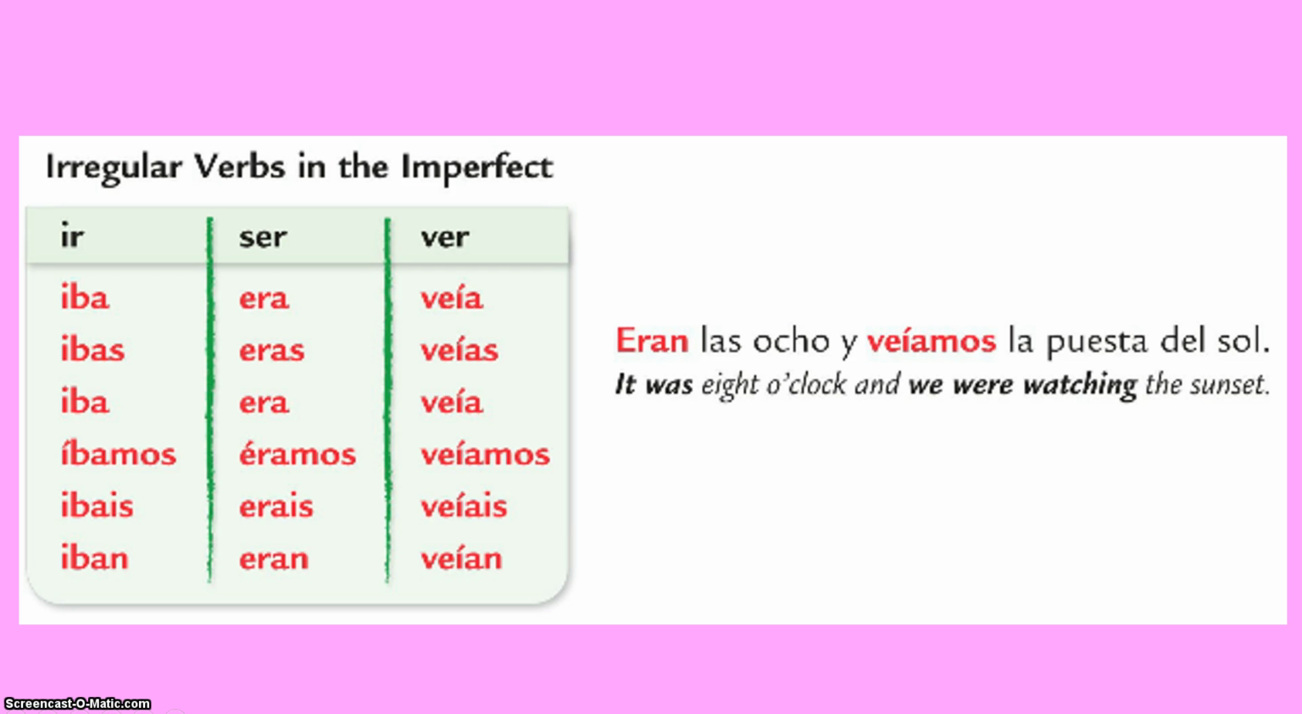And we do have 3 irregular verbs in the imperfect. I definitely am not going to show you all the irregular verbs we have in the preterite tense because that would take way too long. But just to review really quick, our 3 irregulars in the imperfect, we have ir, ser, and ver. Those are going to be our 3 irregulars in the imperfect.